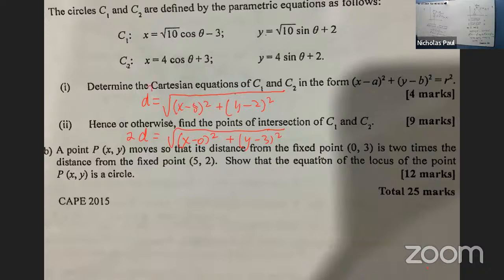Right, so when you square D, you'll get rid of the square root. When you square here, you'll get rid of the square root. So you'll get 4 times x minus 5 squared plus y minus 2 squared is equal to x squared plus y minus 3 squared. That's okay? So I square the underneath, I got 4d squared is equal to x squared plus y minus 3 squared, and I substitute d squared one time.